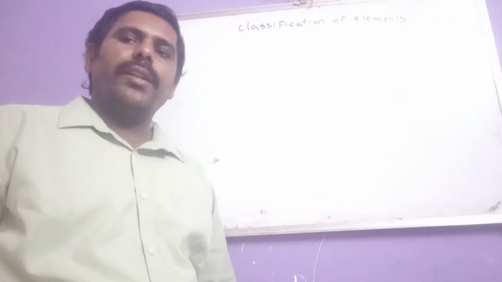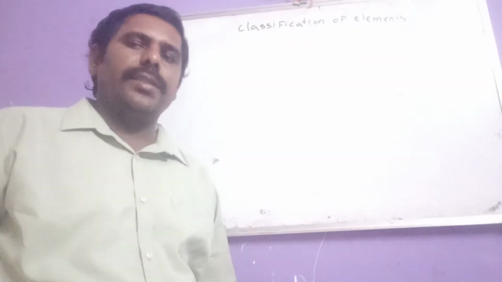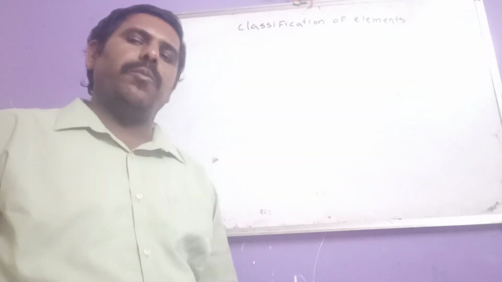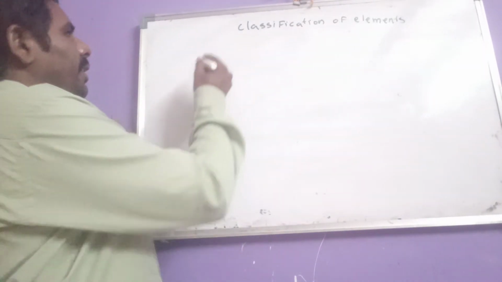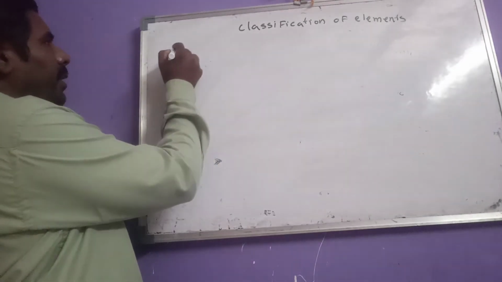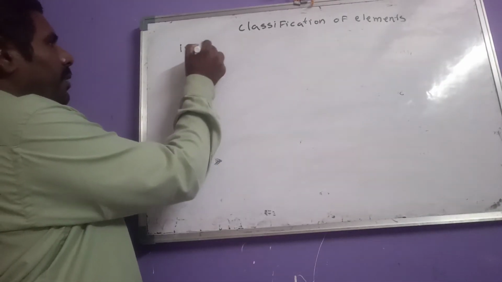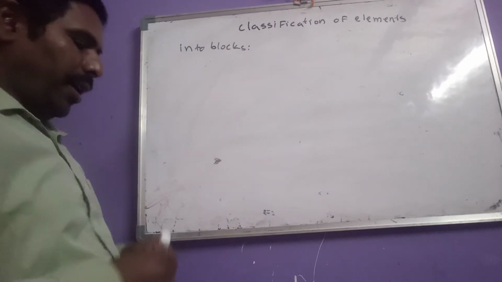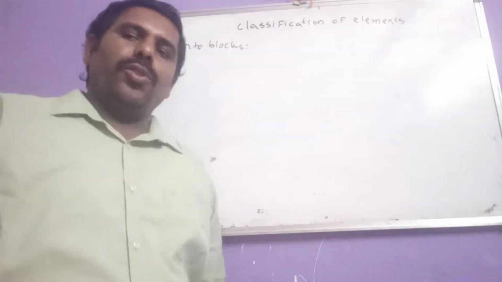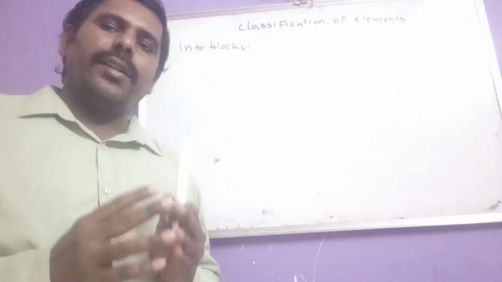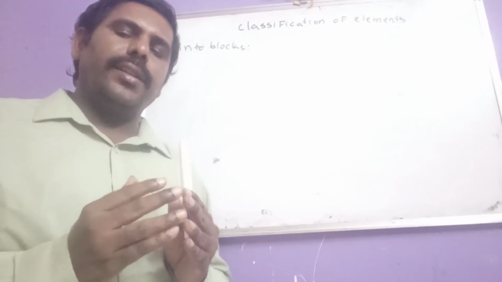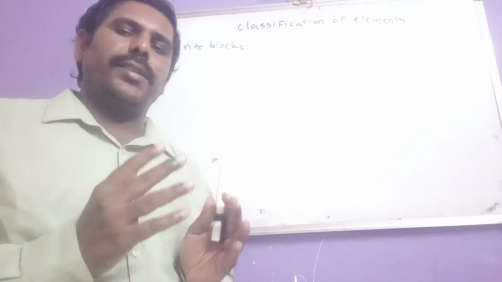Hello to everyone. In this video, let us discuss classification of elements in the periodic table. So first one, classification of elements into blocks. How are those classified into blocks? See here. Based on electronic configuration, the classification of elements is done into different blocks.